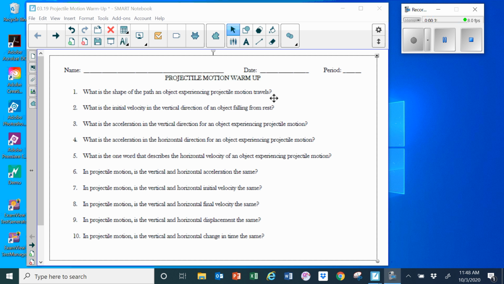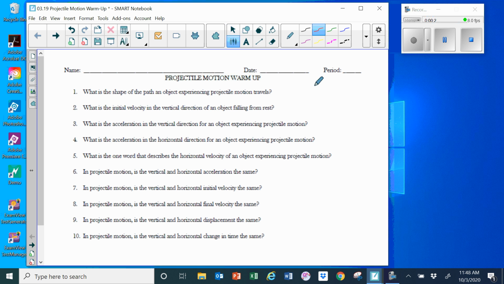Okay. So what is the shape of the path of an object experiencing projectile motion? Well, we've talked about that, and the shape of the path is parabolic. That should be a term that comes from math. It's a mathematical term. So the shape of the path of an object experiencing projectile motion is a parabola. It sort of looks like that, right?